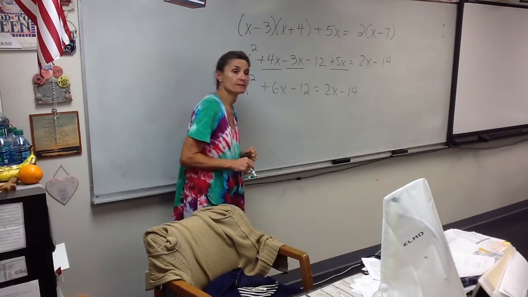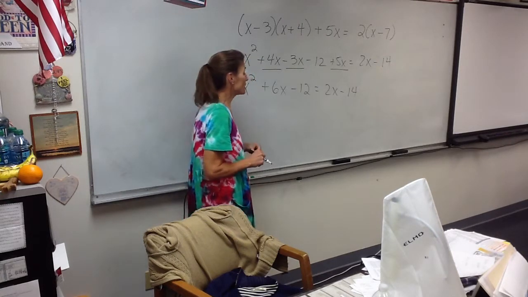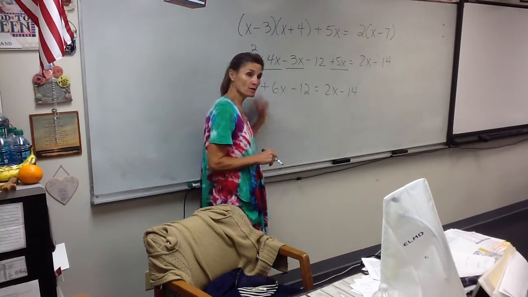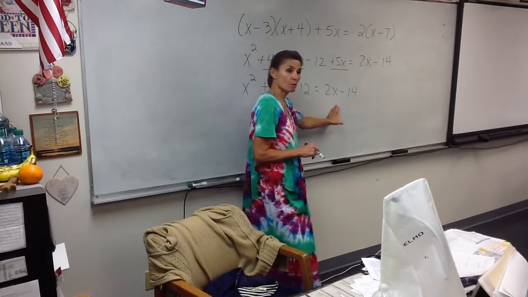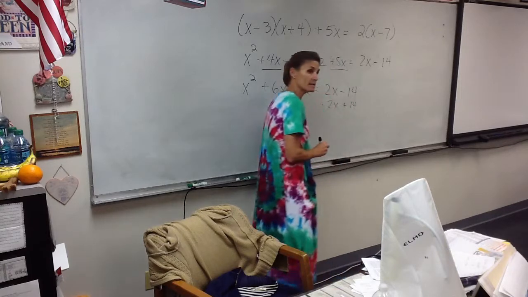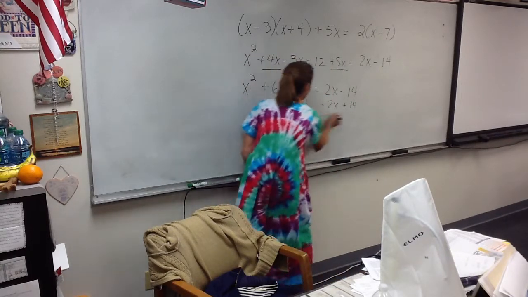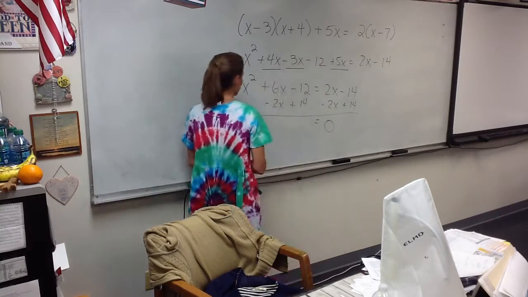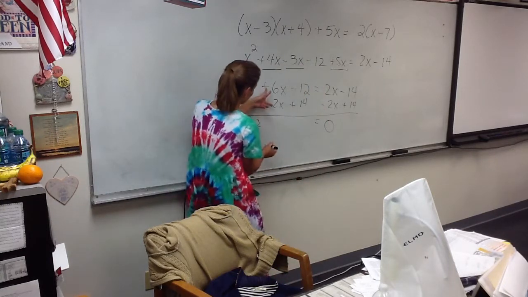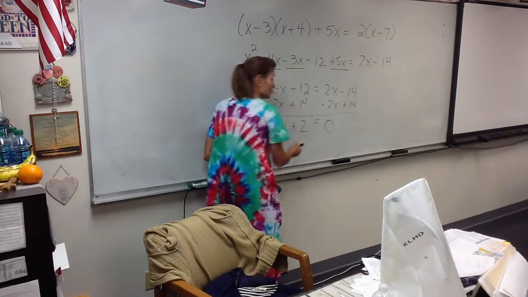Okay, Fox. What did you do next? I subtracted 2x. Yeah. Because this is a quadratic equation, we need to get a 0 over here. So you subtracted 2x and added 14. So subtract 2x, add 14. So we got our 0 over here, and we have x squared, 4x, plus 2.